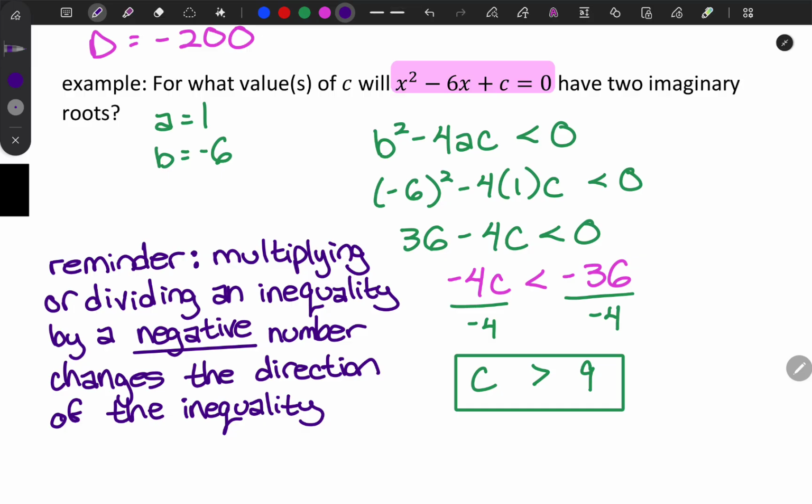So the reminder is that for questions like this, if you are multiplying or dividing an inequality by a negative number, that will change the direction of the inequality. And that's all we need to know for the discriminant.